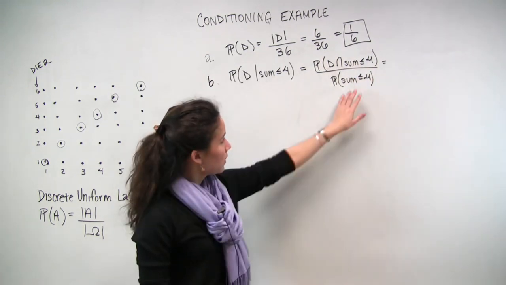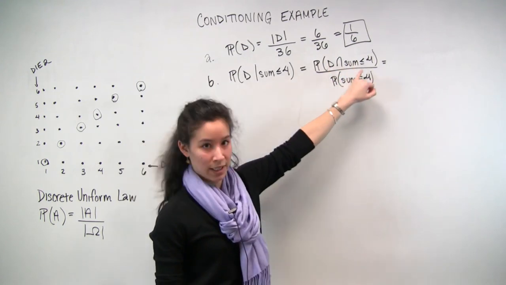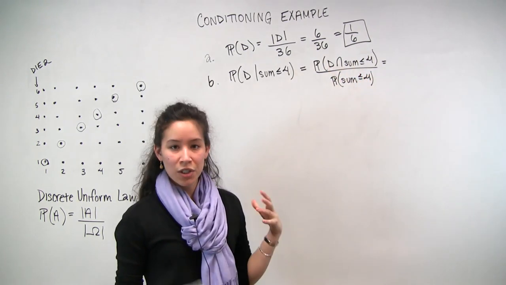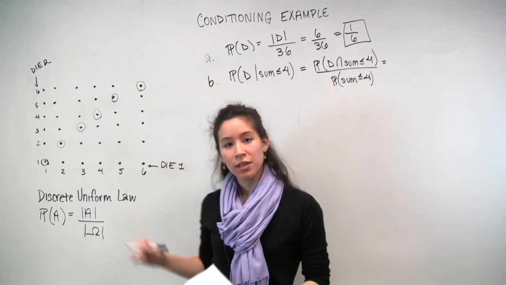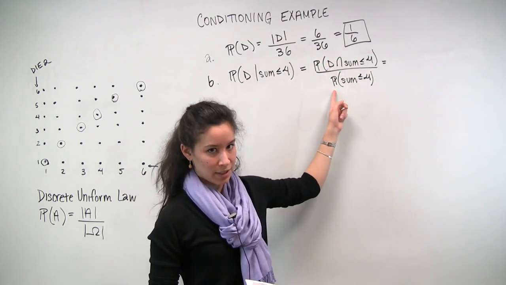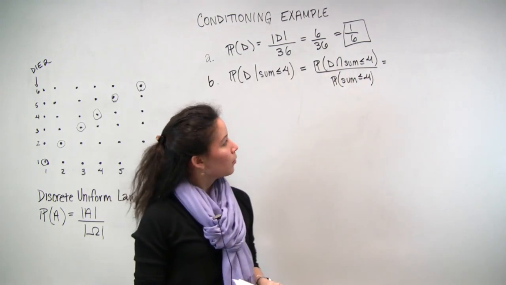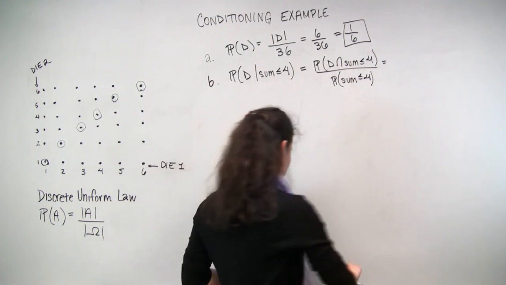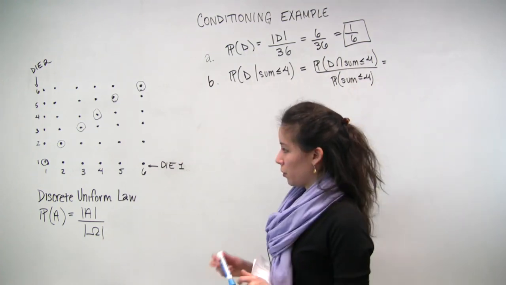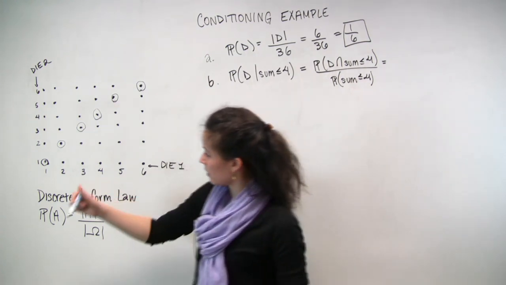Now, sum less than or equal to 4 and D intersect sum less than or equal to 4 are just 2 events. And so we can apply the discrete uniform law to calculate both the numerator and the denominator. So let's start with the denominator first because it seems a little bit easier. So sum less than or equal to 4, let's figure this out.